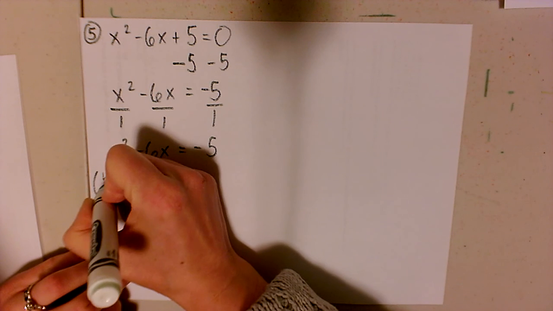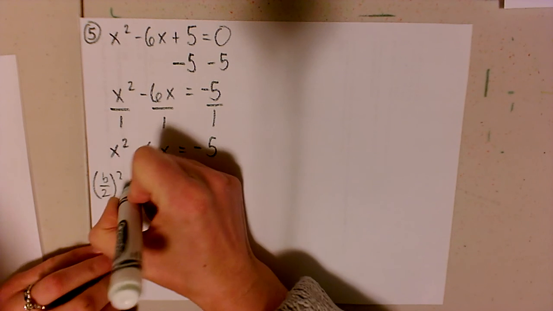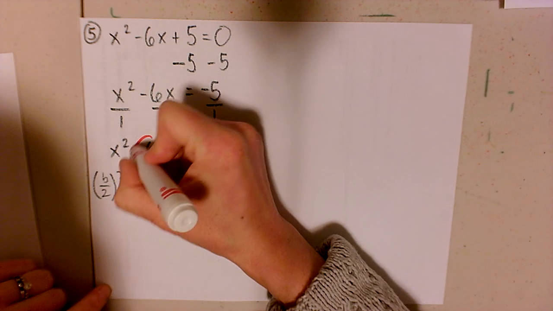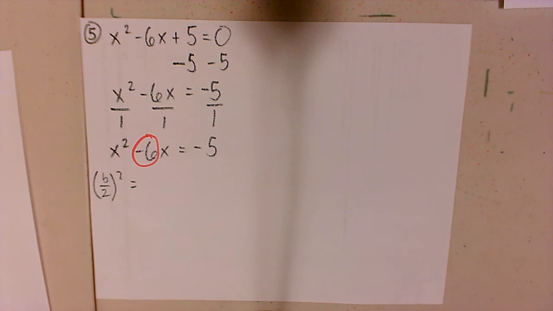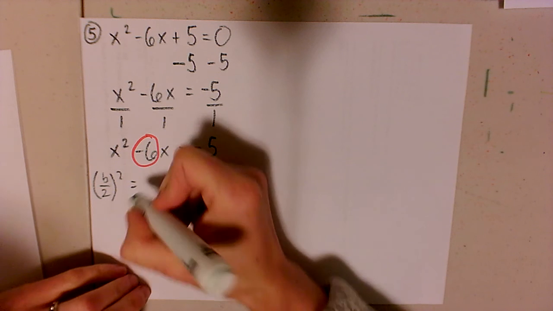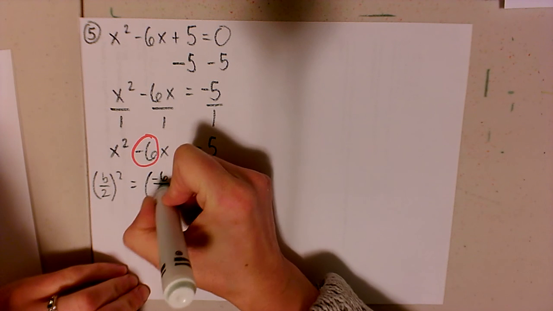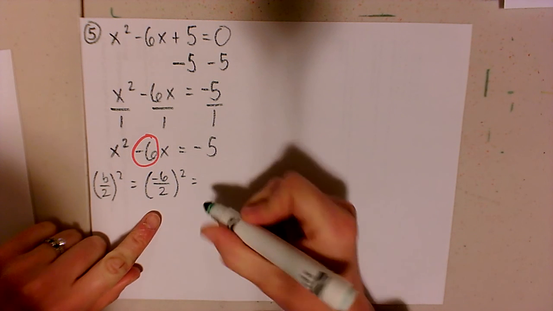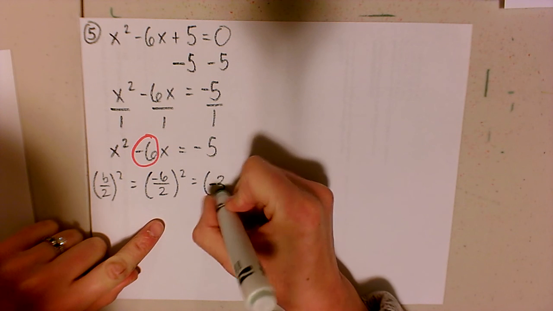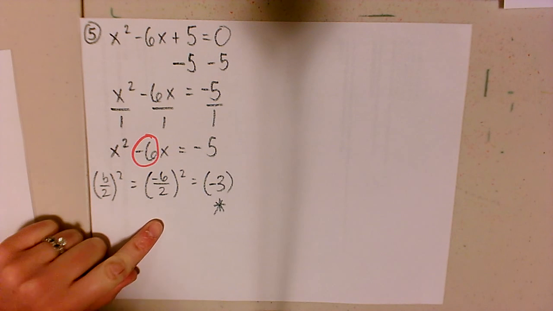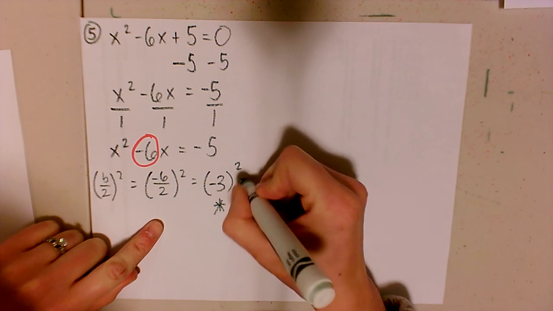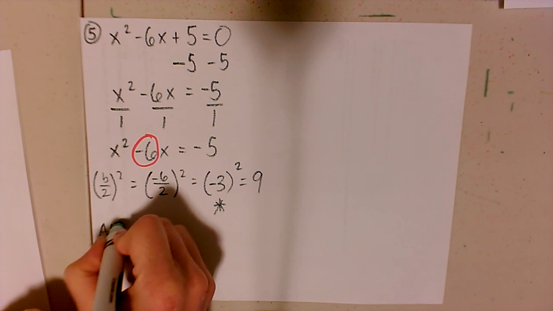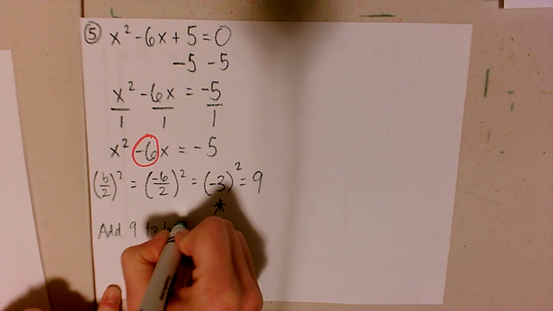And now we'll figure out our b divided by 2 squared. Okay? So our b is just going to be this -6. So I'll have -6, the whole thing divided by 2 squared. Okay, well, -6 divided by 2 is -3. Let's put a star under that because we're going to use that in a little bit. And then we'll square it, and that equals 9. So that 9 we will add to both sides.